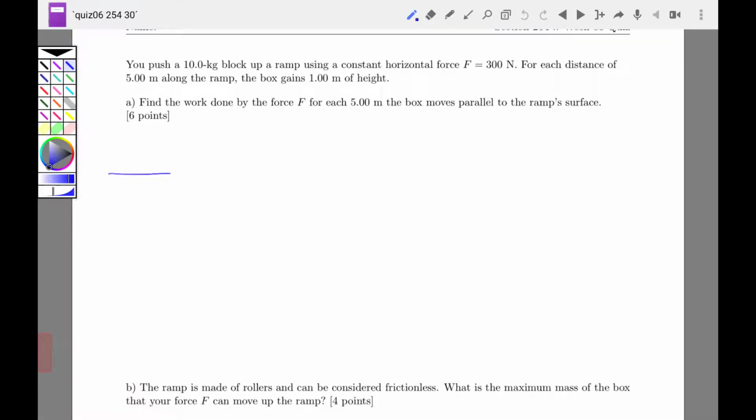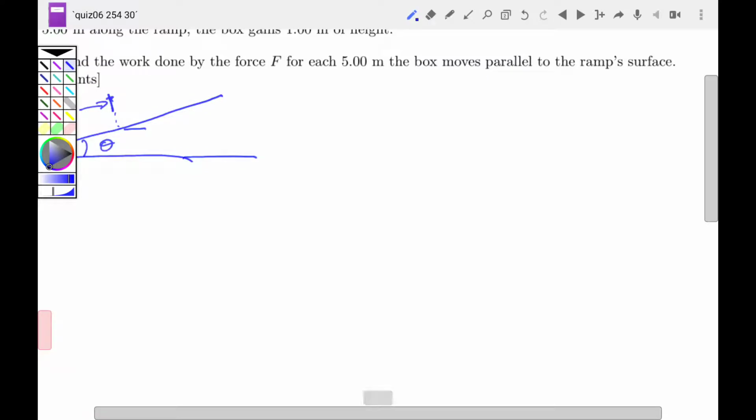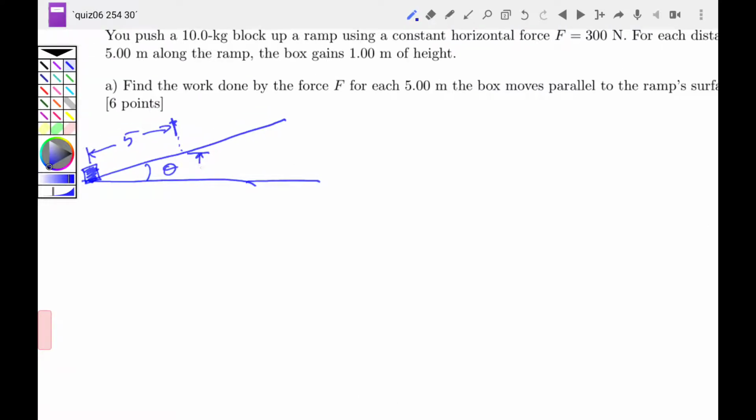So there's a block on this ramp. We're not given the angle, but we are given that if the block goes along the incline by 5 meters, it gains a height of 1 meter. So if it goes another 5 meters, its height is 2 meters, and so on.